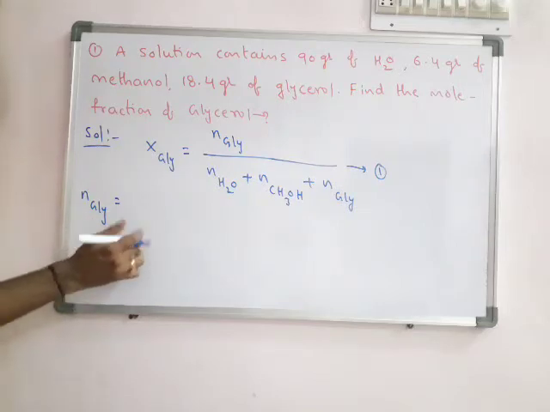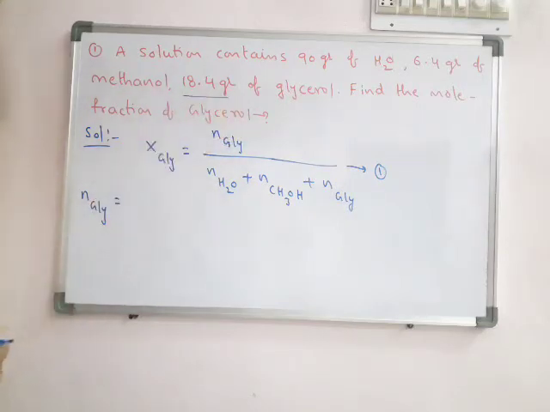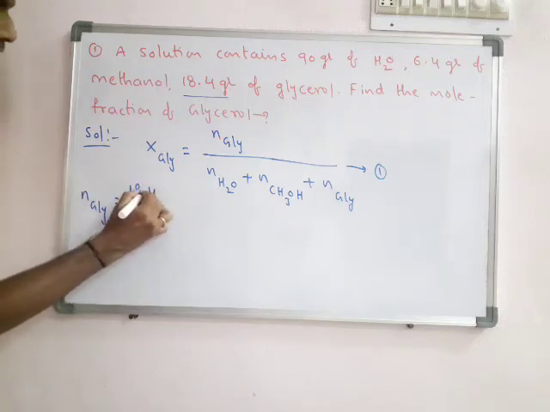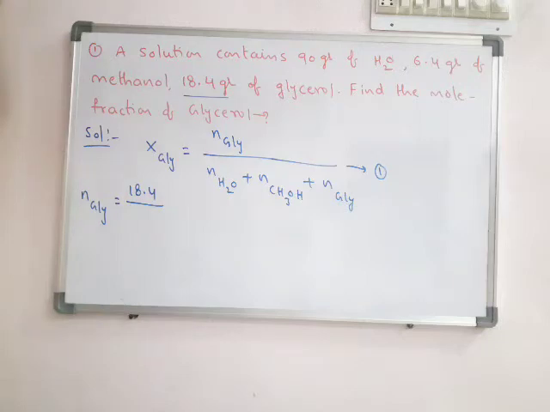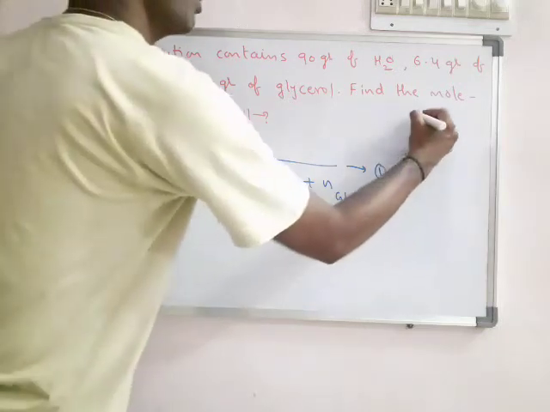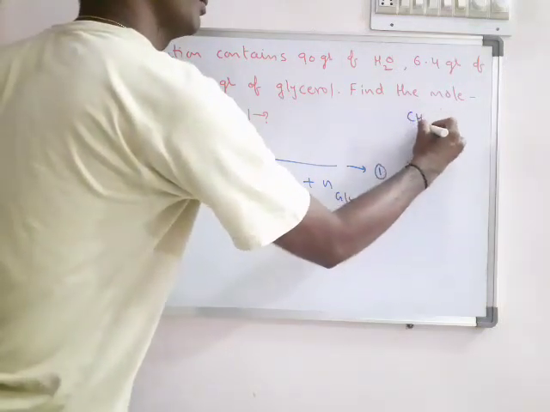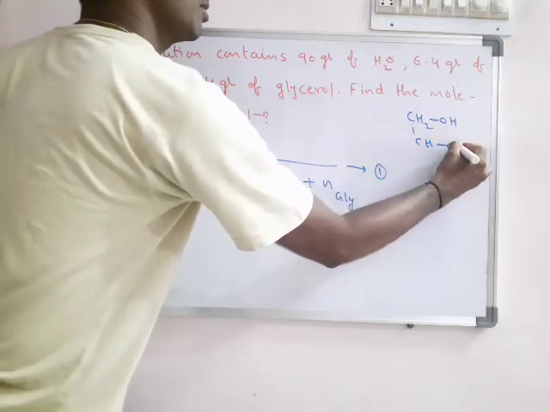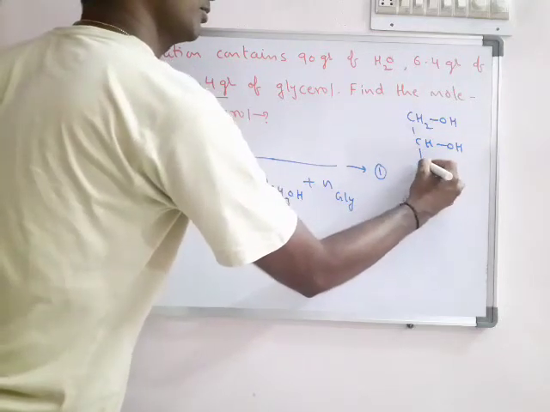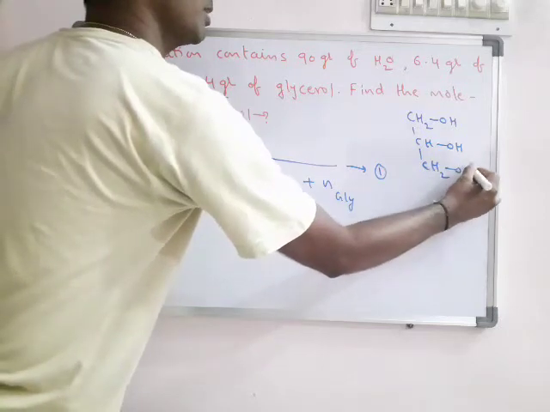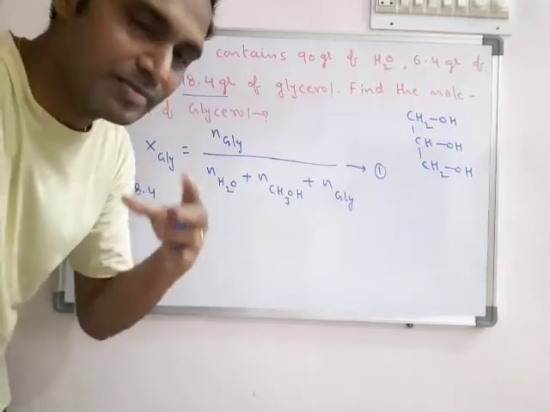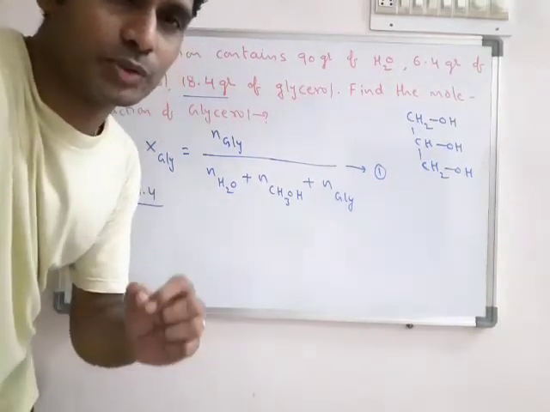So number of moles means weight by molecular weight. What is the weight of glycerol? 18.4 by molecular weight. So what is the molecular weight of glycerol? First we see the glycerol formula, CH2OH, CH2OH. This is called glycerol. Glycerol means it is a trihydroxy compound.